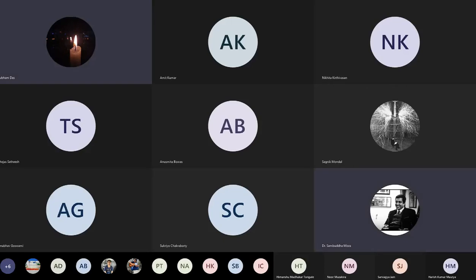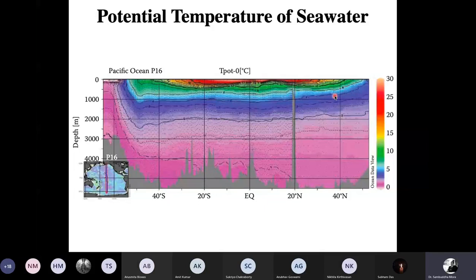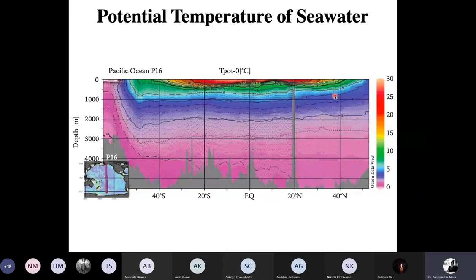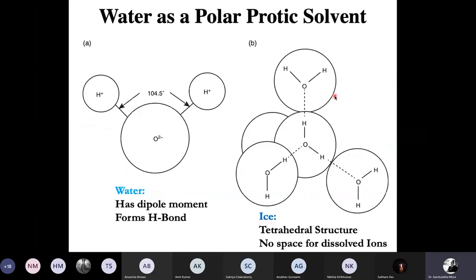Okay, so looking purely at the potential temperature, we can say which water mass is bathing which ocean and what is the direction it's coming from, since potential temperature is a conservative property for all practical purposes. Okay, now what we're going to do next is look at the composition of seawater.